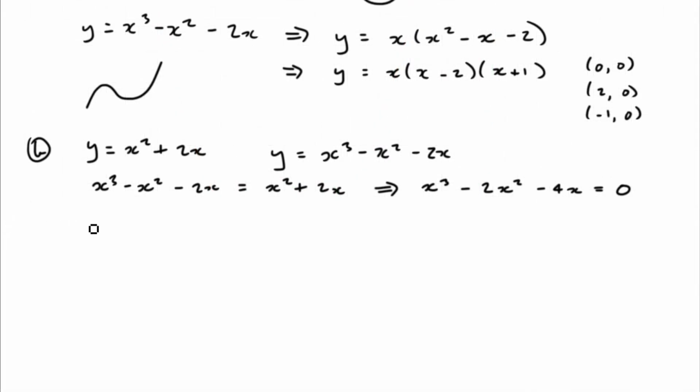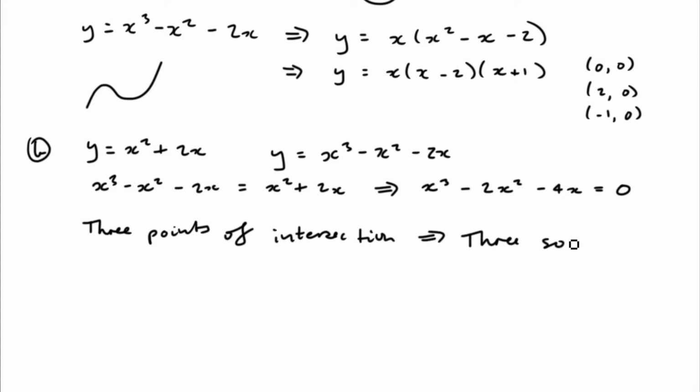And so we can now answer part B. We can say that because there are 3 points of intersection, that will mean that the equation has 3 solutions. In part C, we're asked to find those solutions, and again we should proceed algebraically. We have the equation x cubed subtract 2x squared subtract 4x is 0 to solve.